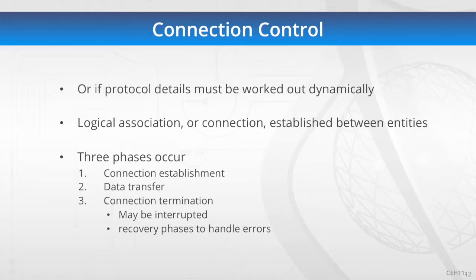Okay, so now let's talk connection control. If the protocol details must be worked out dynamically, okay, fine, we can agree with that connection control. There's a logical association or a connection established between the two entities. If we can break the logic in that, again, we can take control. So let's talk about the phases of occurrence. So connection establishment, data transfer, connection termination.